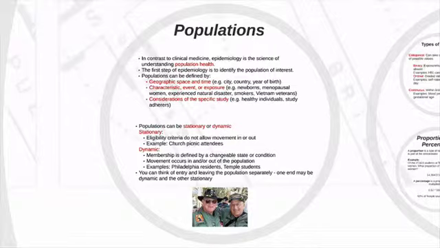We also often in epi are interested in populations defined by a characteristic, event, or exposure. So we care about newborns, menopausal women, people who were exposed to a natural disaster or participated in a war. These are all characteristics that define the populations that we then go and study in more depth.